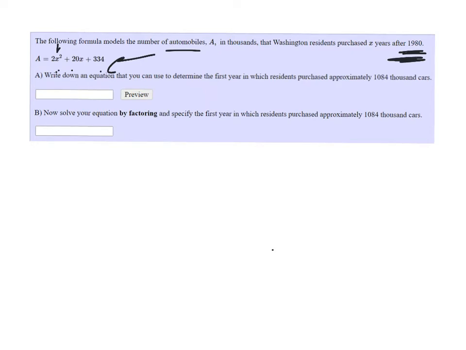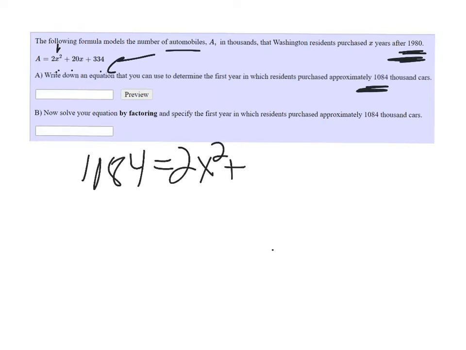They're going to ask us to solve this, to find a year when it's equal to a certain value. So they're telling us here, when is it equal to 1084? Well, that's the A. 1084 equals 2x squared plus 20x plus 334. So I'm going to set this equal to 0 because when we solve, so that's actually my open math.